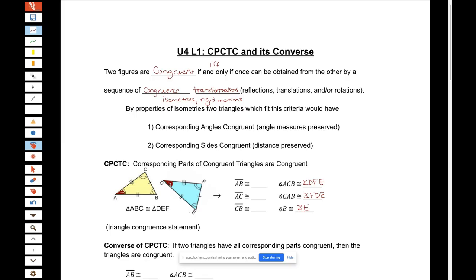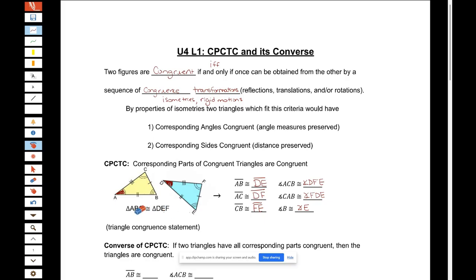Not only are corresponding angles congruent, corresponding segments are congruent. So segment AB is congruent to segment DE. You can get it from the name or from the picture. Segment AC is congruent to segment DF. You can get it from the name or you can get it from the picture. And then finally, segment CB is congruent to FE, which you can get from the name or from the picture.